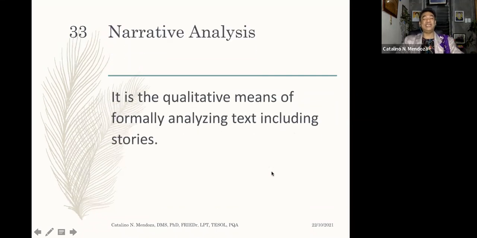So another one is narrative analysis. It is the qualitative means of formally analyzing text, including stories. So you are supposed to interpret what has been shared with your respondents. Let's say the interviewee, or those who have experienced a certain scenario, problems, issues, concerns, etc.